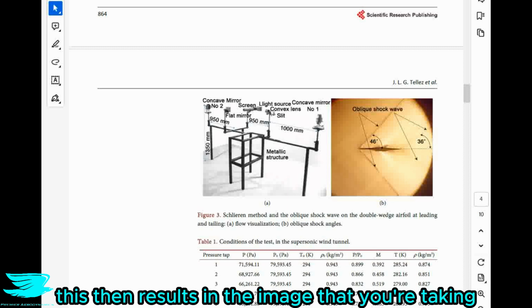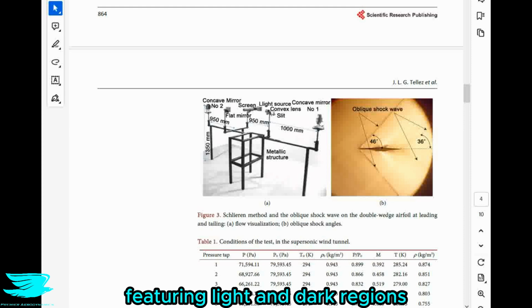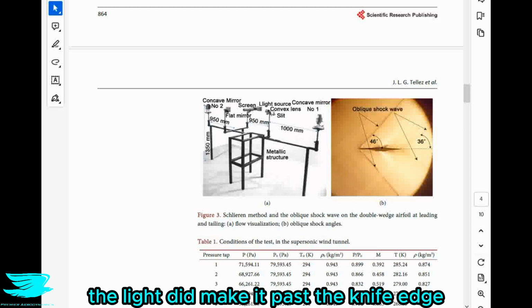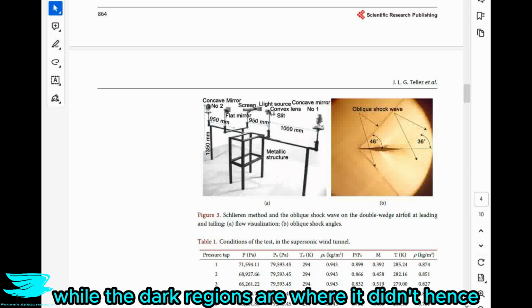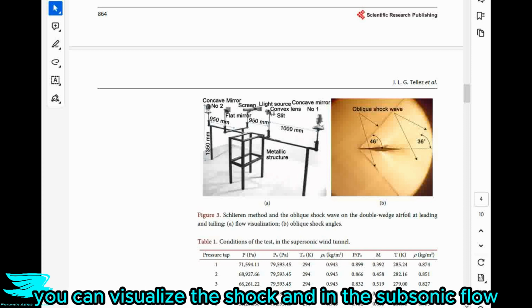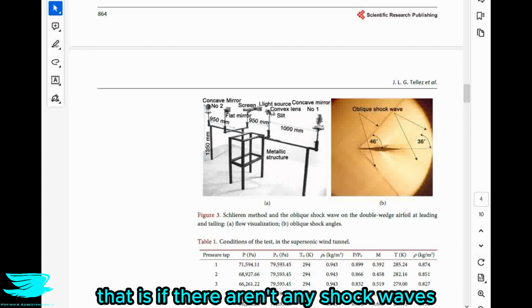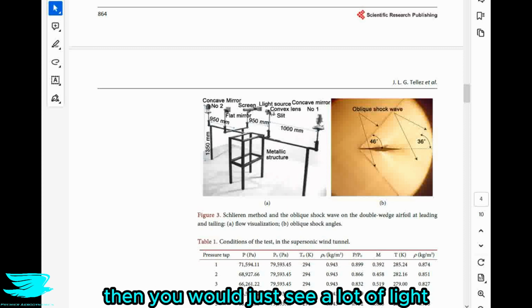This then results in the image that you're taking featuring light and dark regions. The light regions are where the light did make it past the knife edge and into the camera, while the dark regions are where it didn't. Hence, you can visualize the shock waves in the supersonic flow, so as long as there are shock waves, that is. If there aren't any shock waves, then you would just see a lot of light.